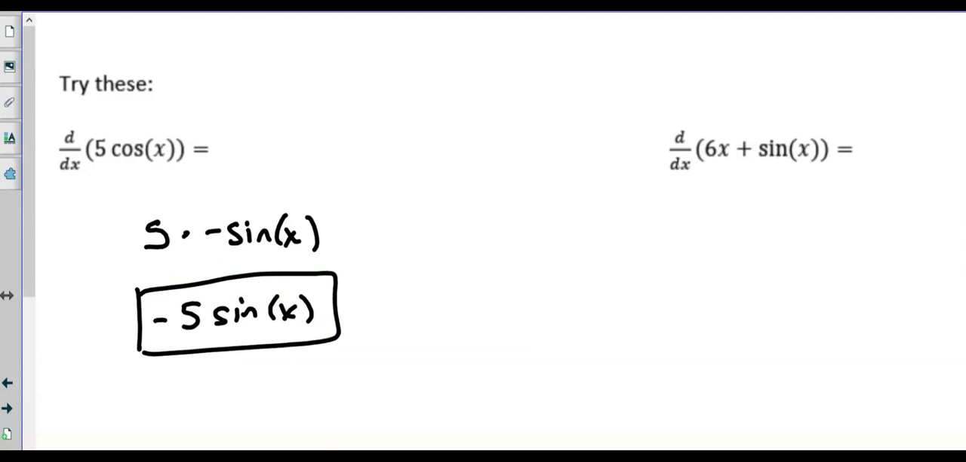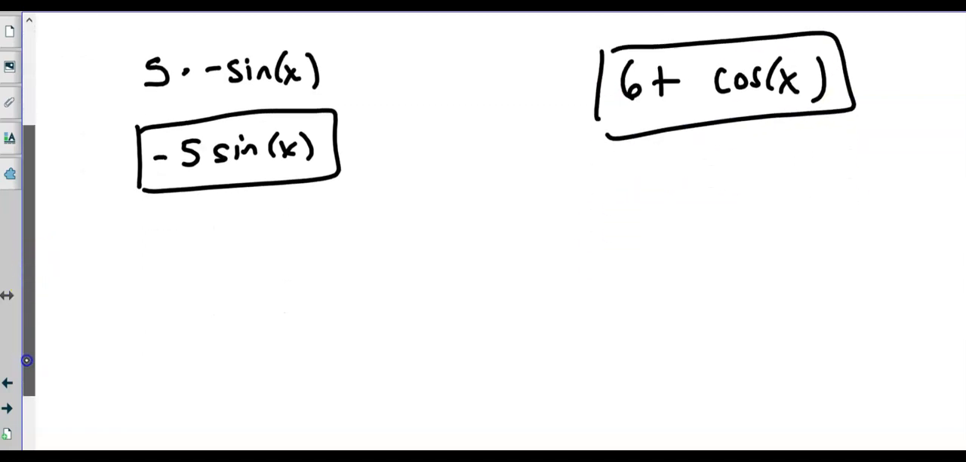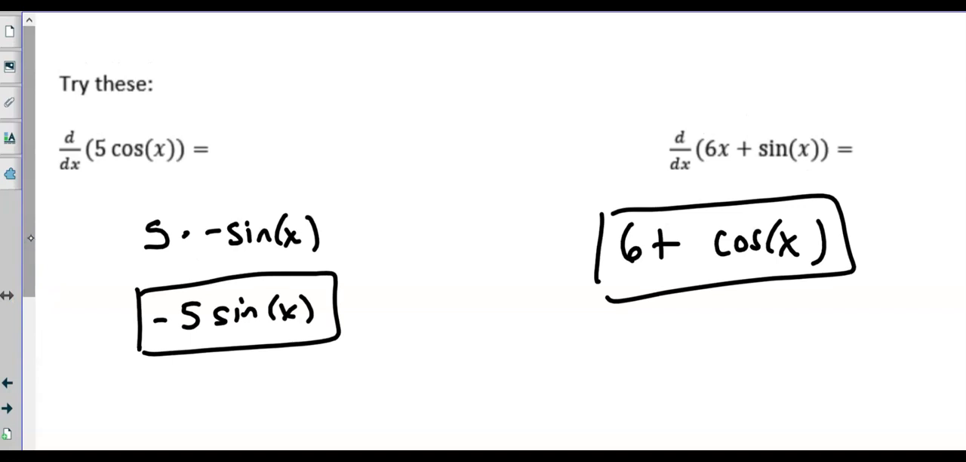For the last one, we have the derivative of 6x plus sine x. So the derivative of 6x we did before, that's going to be 6. Plus the derivative of sine x is going to be cosine x. And remember, that's the function addition where I can take the derivative of both parts. And that is my answer. And I believe that is it.